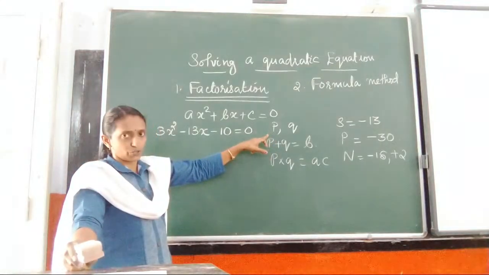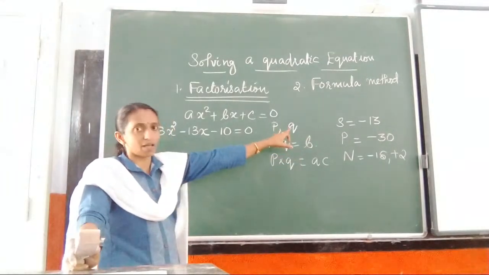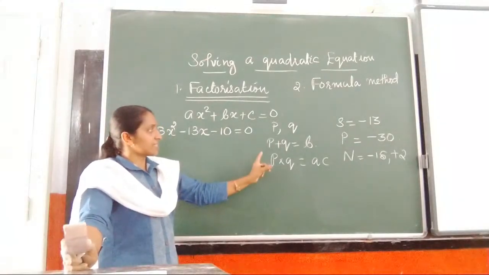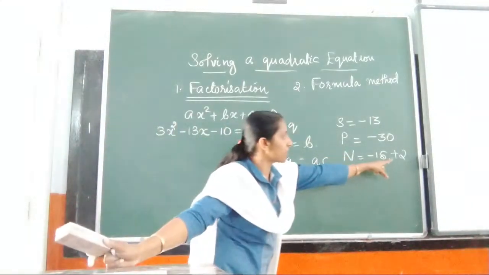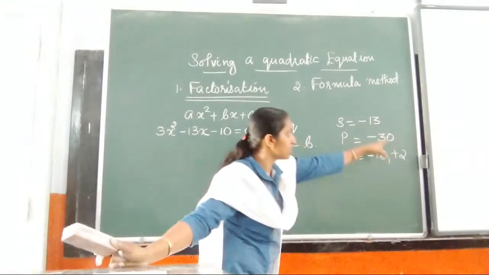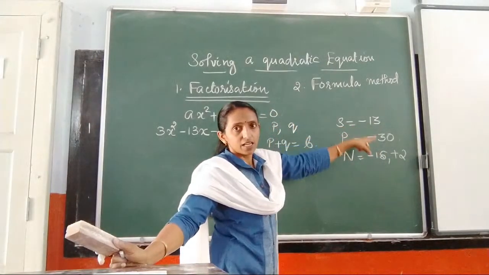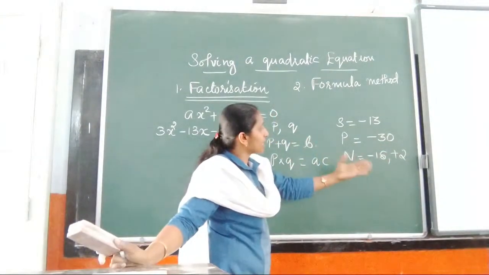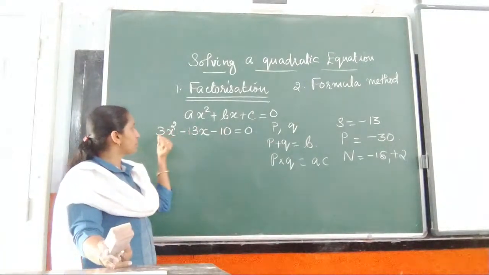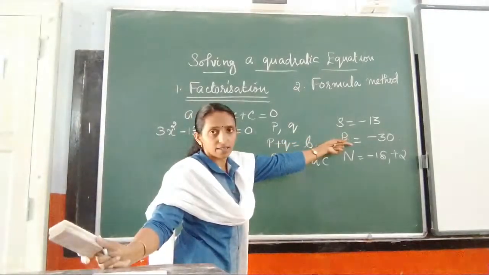We will find out the two numbers. Which are the two numbers we got here? Minus 15 and plus 2, which satisfy the condition such that the sum of these two numbers should be the middle term. Minus 15 plus 2, you are getting minus 13, the sum of the two numbers. As well as the product of these two numbers will be the product of the first and last term. The product of first and last term is minus 30, and you are getting the product as minus 30 here.